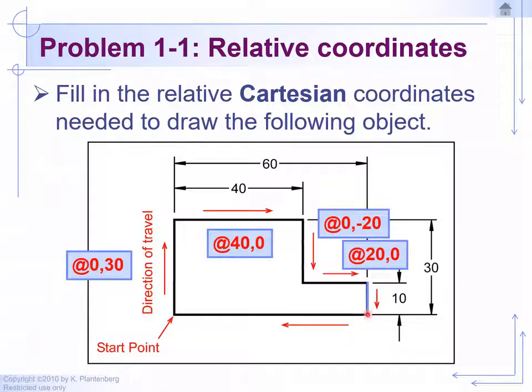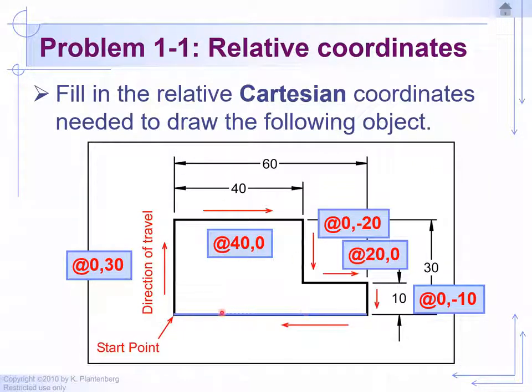The next line has a length of 10. So to go with respect to the last point, we're going to type in @0 because we're not going in a horizontal direction, and minus 10, so comma minus 10, letting AutoCAD know we're going downward vertically 10 units, and enter.